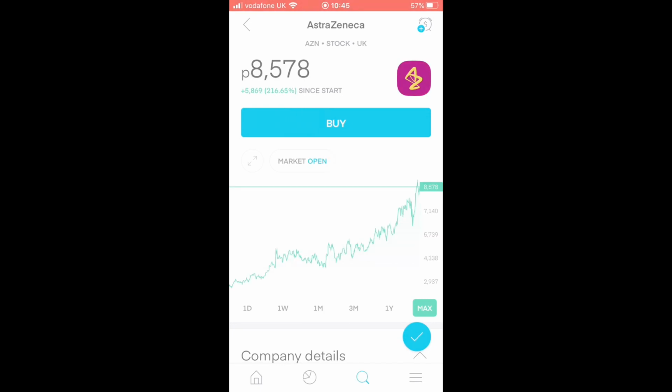The second company is obviously Astrazeneca, and again you can see over the length of this graph, Astrazeneca have increased in value by over 215%. Now, Astrazeneca are one of the big pharmaceutical companies within the United Kingdom space, and therefore this provides me global diversification across my pharmaceutical investments.